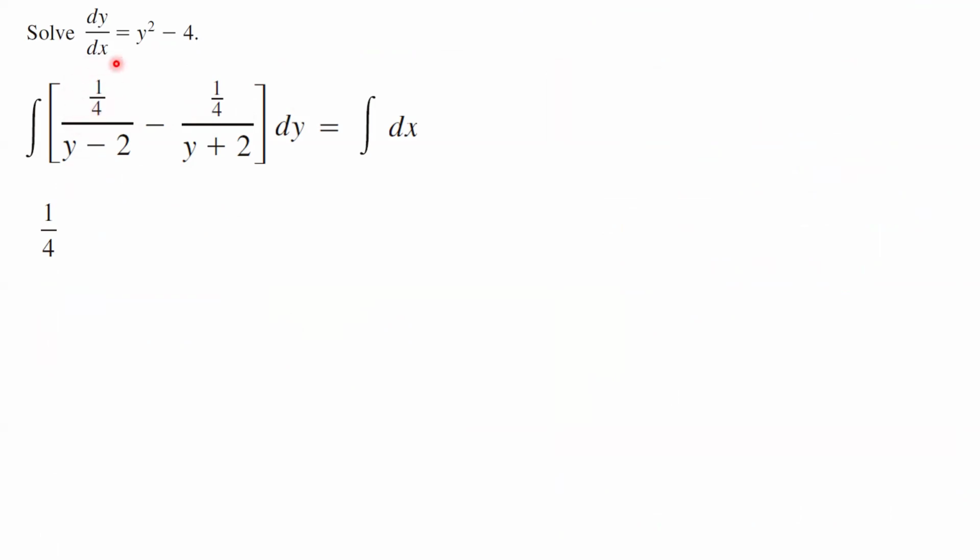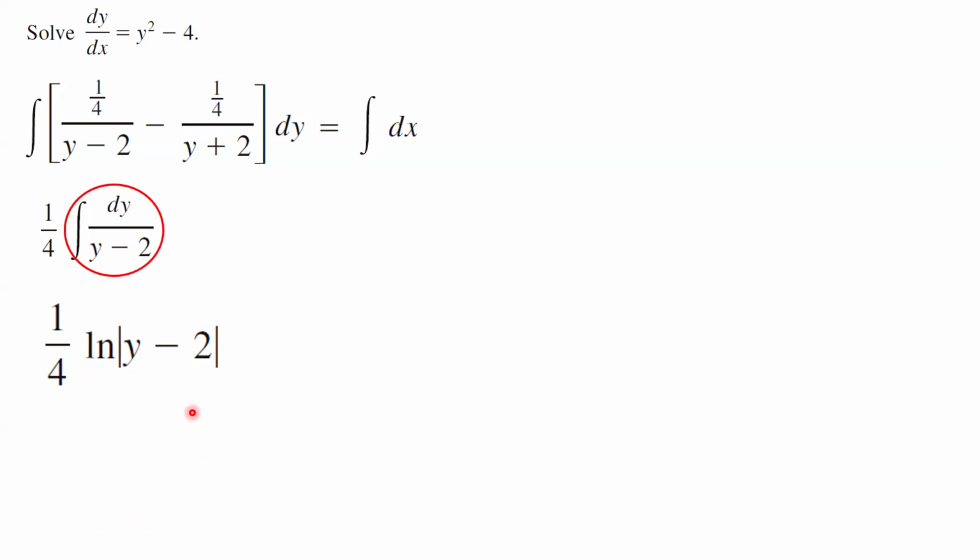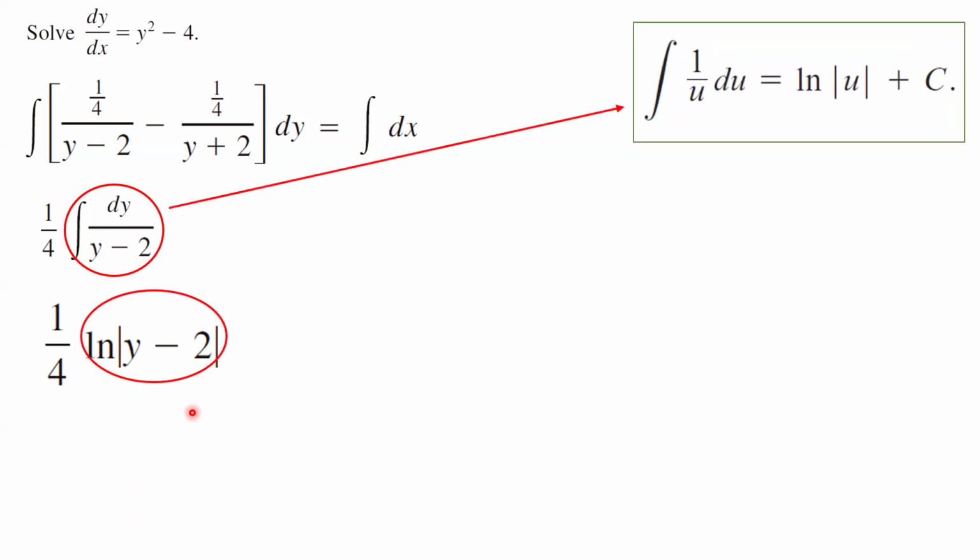1/4 is basically a number, a coefficient. You can write it in front of your integral. So you're calculating the integral of dy over y minus 2, which is 1/4 ln of absolute value of y minus 2. Remember that. We calculate the integral of dy divided by y minus 2 using the calculus formula. Using u sub, the integral of du divided by u is ln of absolute value of u plus c.